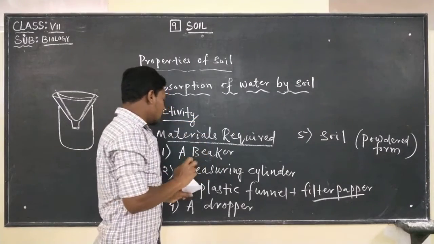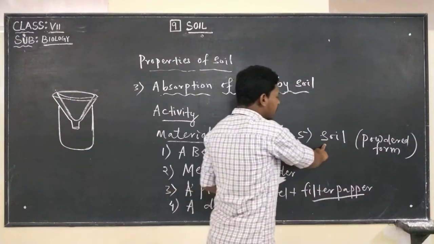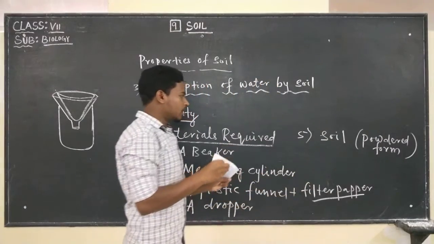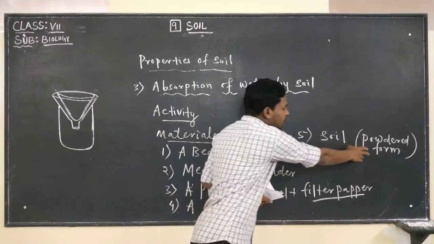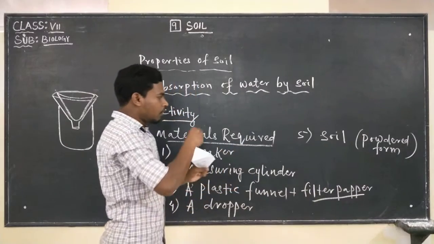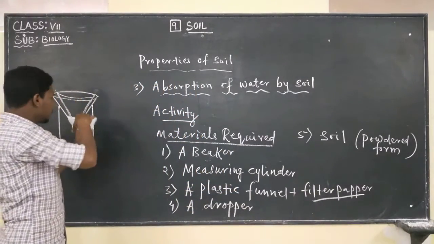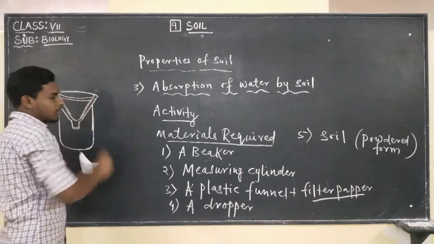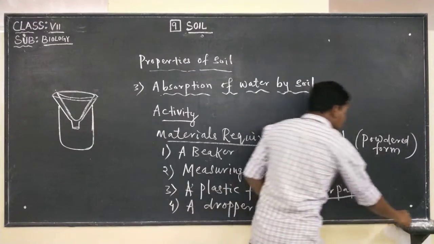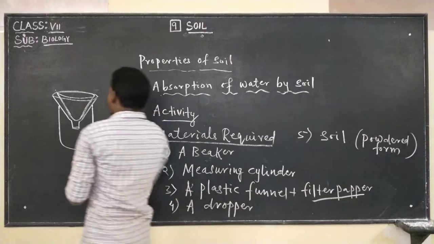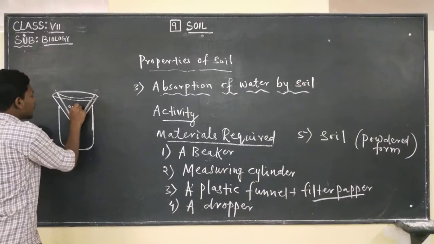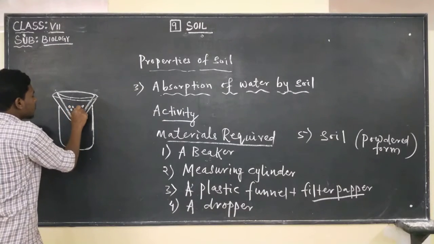So next is our sample known as soil, which is in the form of powder. This powdery soil we need to keep in the funnel. First paper, then soil. We need to put soil which is in powder form.